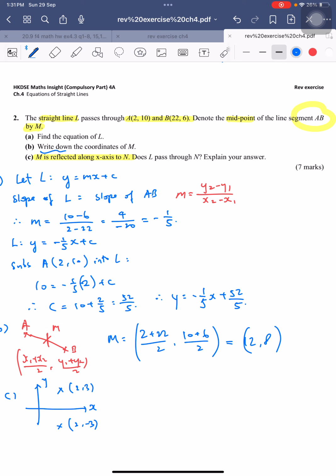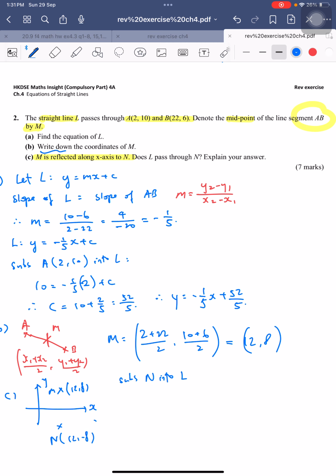So now what we have to do is see whether it passes through the straight line L. So we're trying to substitute N into L. So I write it here again. Our M is (12, 8). This is our point M. And our point N is going to be (12, negative 8).